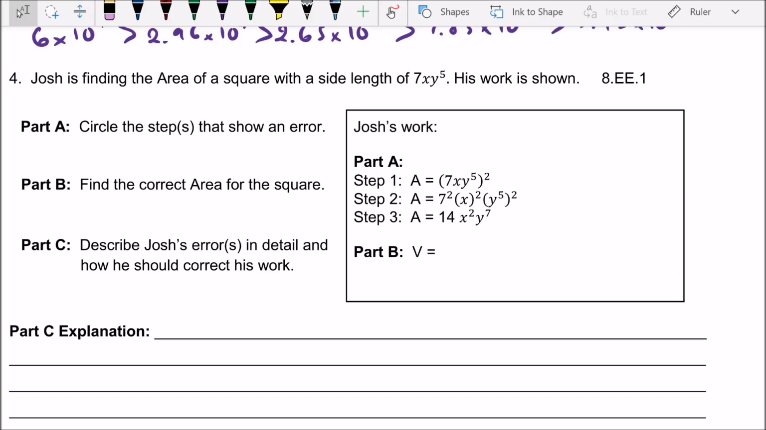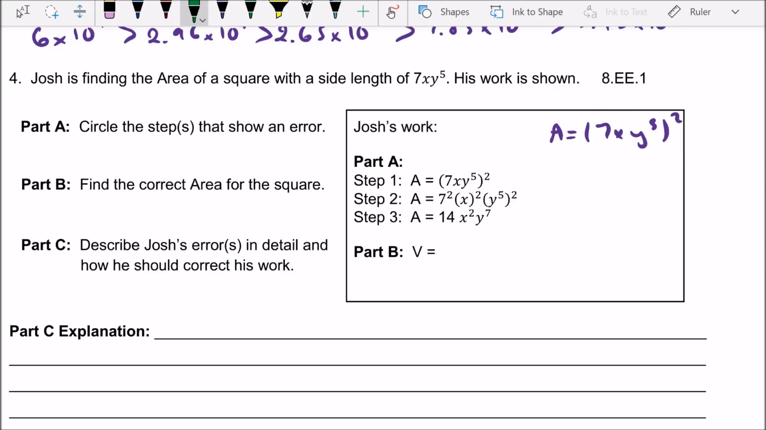Number 4, Josh is finding the area of a square with the side length 7xy to the 5th power. His work is shown in the box. Part A, circle the step that shows an error. My suggestion for this kind of problem is to solve the problem by yourself first. I'm going to rewrite the problem and solve it myself, and then compare to see what was wrong. Because I have a hard time finding people's mistakes, but if I solve the problem myself, I can compare back and forth and say, oh, that was the mistake.